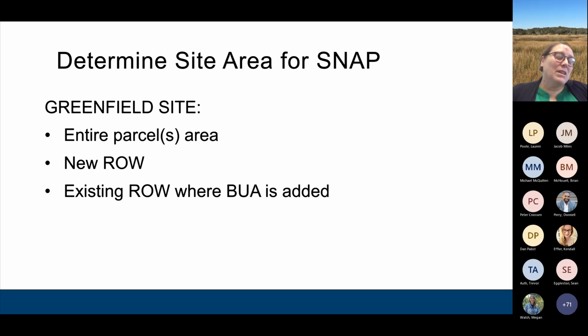All right, now I'm going to move into determining the site area for SNAP. And so for a greenfield site, this is pretty straightforward. You're going to enter the entire parcel or parcels area, the new right-of-way you might be creating as part of this project, and any existing right-of-way where BUA is being added.